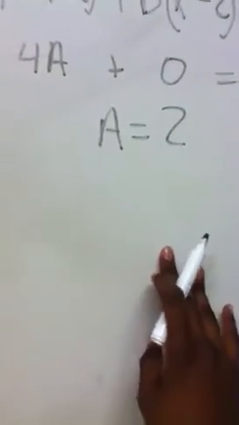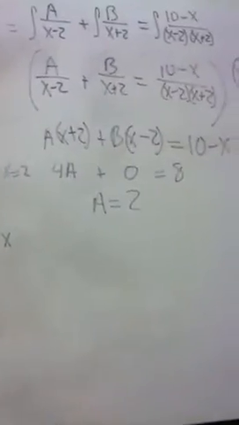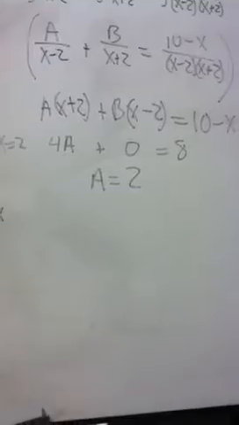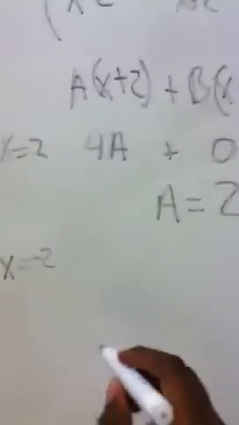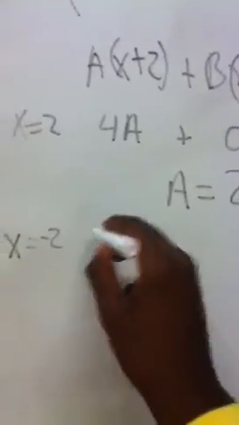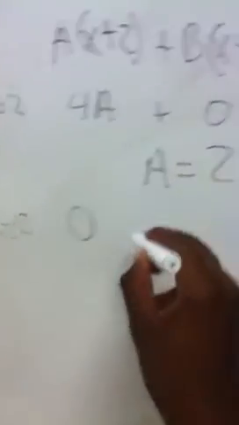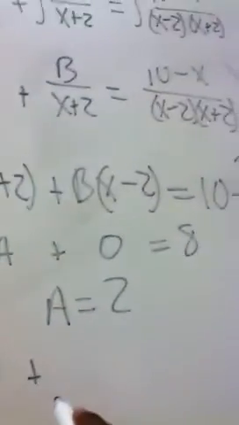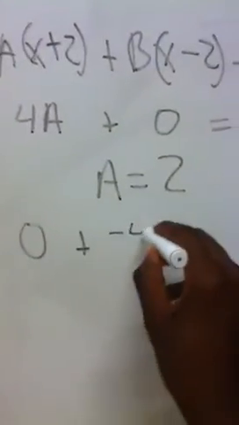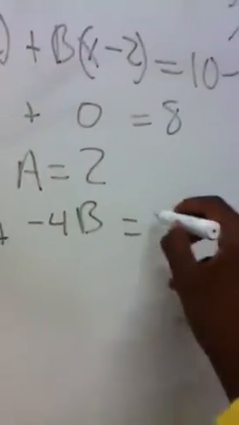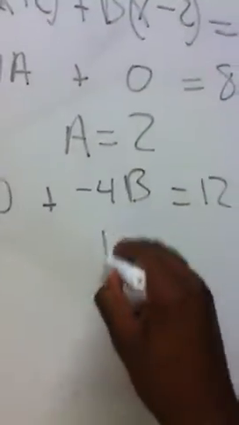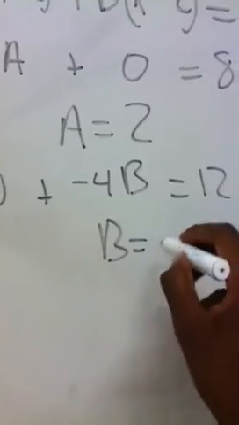Then you do the same thing for B. Now you want to solve for B, so what do you set your x equal to? You would set it equal to -2 to cancel off the A. If you say x equals -2, you would have 0 here, plus -2 minus 2 equals -4B, equals 10 minus -2, which is 12. And that means your B equals -3.